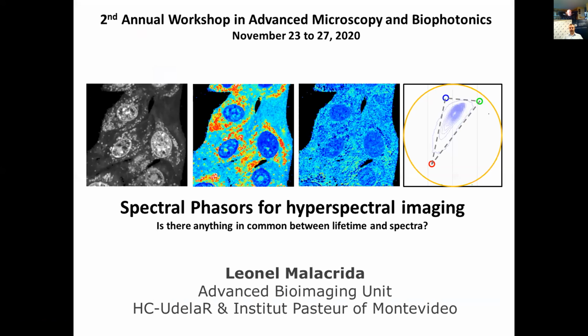to spectral phasor. Give me a second. I would like to basically move this and start my countdown. So, about spectral phasor for hyperspectral imaging.